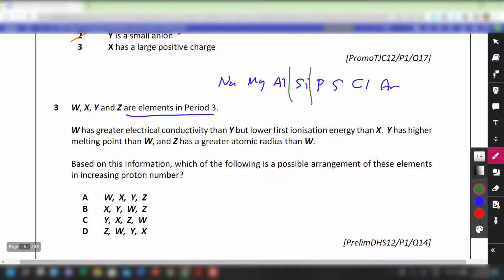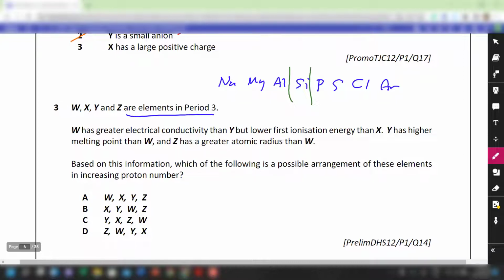Okay, right? So we know that sodium, magnesium, aluminium, they are all metals. So I would expect them to have the highest electrical conductivity and of course pretty high melting point. Silicon is likely to have the highest melting point and fair electrical conductivity. Okay, so for phosphorus, sulfur, chlorine, argon, they are simple covalents, so not likely to be conductors, and their melting point is likely to be on the low side.